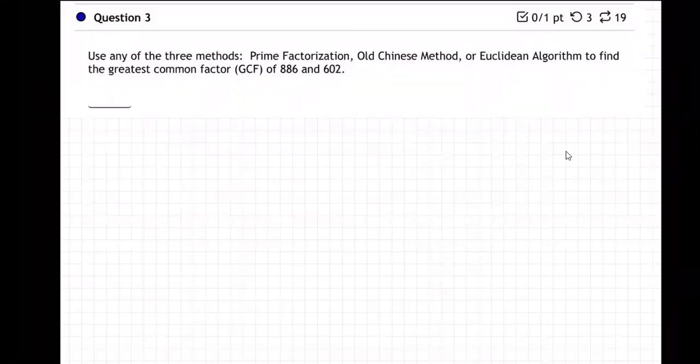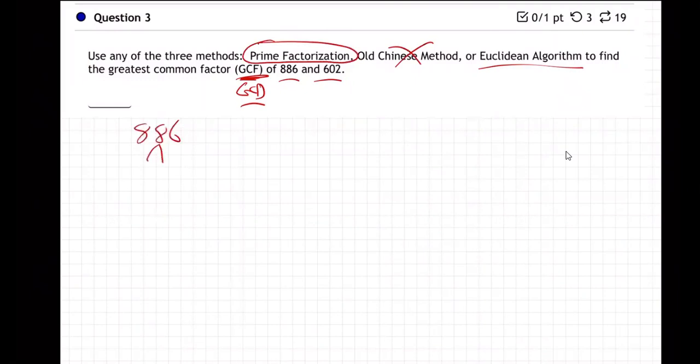Okay, so same kind of thing. They're asking us to find the GCF or GCD. Those are the same thing for 886 and 602 using any method we want. I don't know the old Chinese method. You could do the Euclidean, the long divide, rotate, long divide, rotate. I'm going to do prime factorization. I think that's easiest. I found students prefer it over the years.